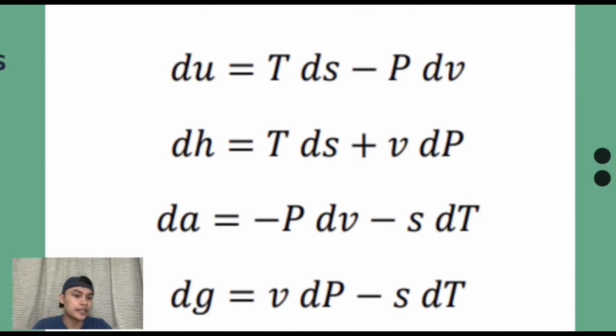dU is equal to T dS minus P dV, dH is equal to T dS plus V dP, dA is equal to negative P dV minus S dT, and the last one is dG is equal to V dP minus S dT.